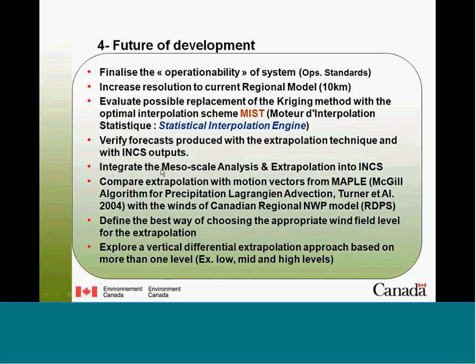We also want to integrate the median analysis and extrapolation into our INCS Scribe system. Another thing that we'd like to do is to compare the extrapolation of the field using the motion vector from MAPLE, which is the McGill algorithm for precipitation nowcasting by Lagrangian extrapolation, and the winds that we're using with the Canadian regional model, which is either at 700 millibar or 50% of the winds at 500 millibar.